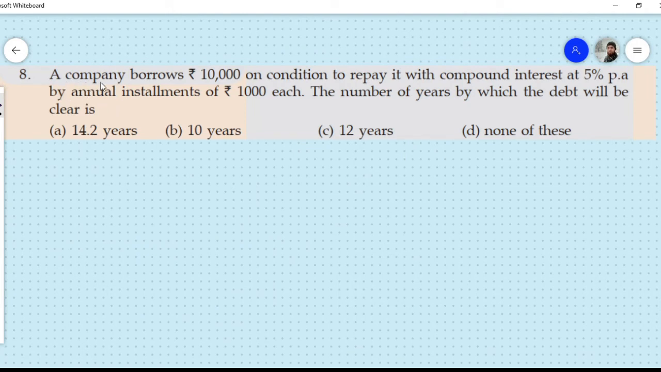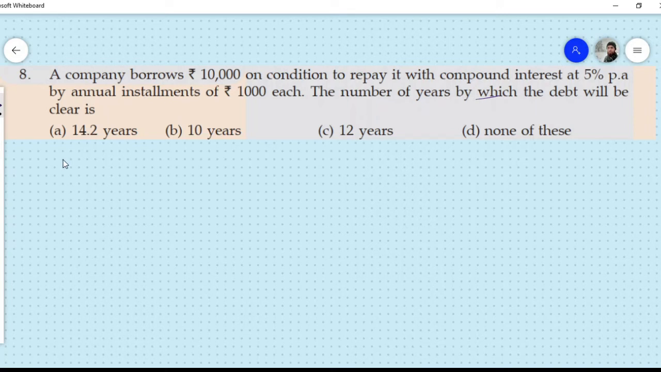Question number 8. A company borrows rupees 10,000 on condition to repay it with compound interest of 5% per annum by annual installments of 1,000 rupees each. The number of years by which the debt will be cleared is... There are options given. This question is directly about someone taking a loan, and the same condition applies.